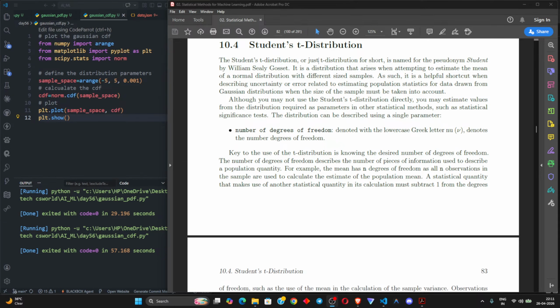ठीक है, तो कहाँ पे थे? It is a distribution that arises when attempting to estimate the mean of a normal distribution with different size samples. As such, it is a helpful shortcut when you describe.